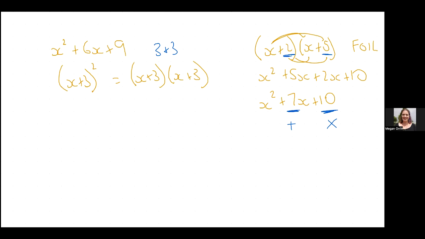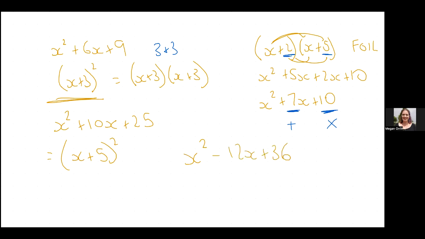So if I have x squared plus 10x plus 25, what are my two numbers here? 5 and 5. Right, what if I did this? x squared minus 12x plus 36. Minus 6, right? So they add to negative 12, but these multiply to positive 36.